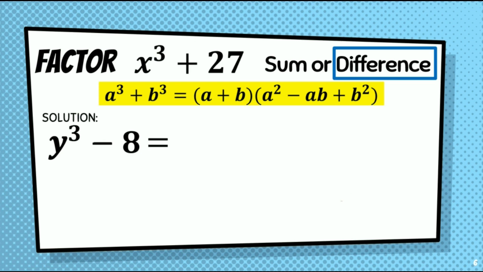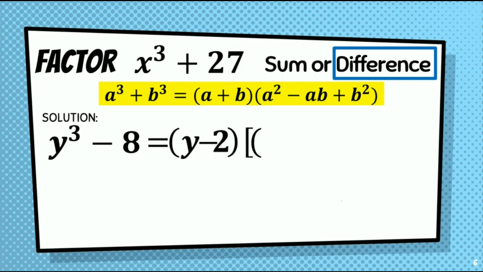First, observe if the terms have common monomial factor. Since we have no common monomial factor, let us have the cube root of each term. Cube root of y cubed is y. Then copy the given sign or the operation. Cube root of 8 is 2.